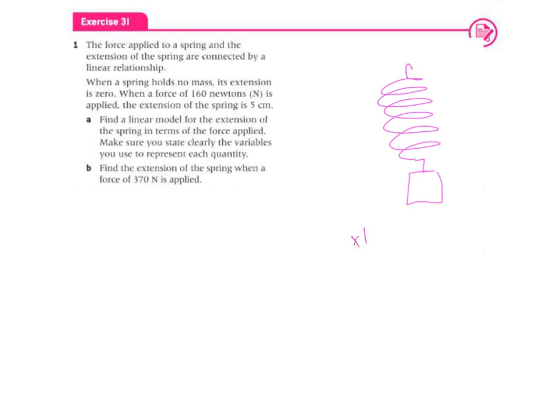When the spring holds no mass, its extension is 0. When a force of 160 newtons is applied, the extension of the spring is 5 centimeters. A, find a linear model for the extension of the spring in terms of the force applied. Make sure you state clearly the variables used to represent each quantity.